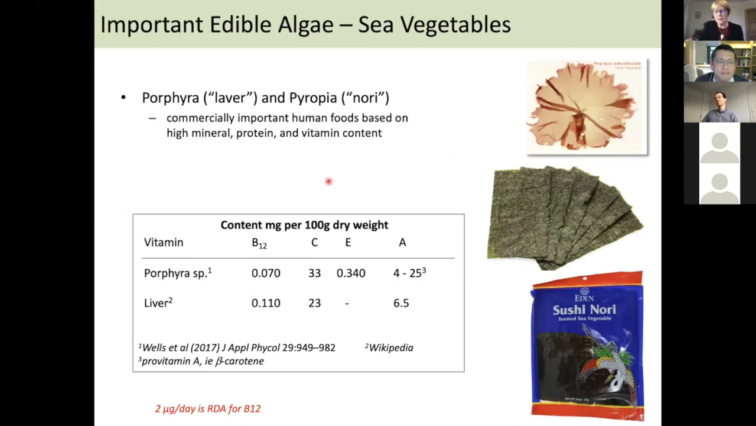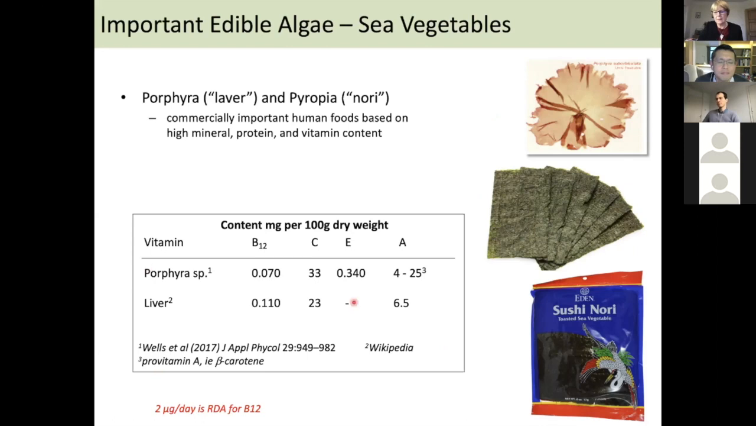So this is data for porphyra and pyropia. Porphyra is laver, and that's used for laver bread, for example, and pyropia is nori, the source of seaweed which is used in sushi. And then this is a summary table of vitamin content for porphyra versus liver.